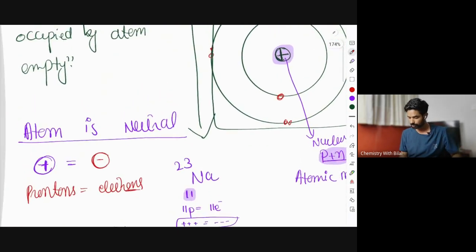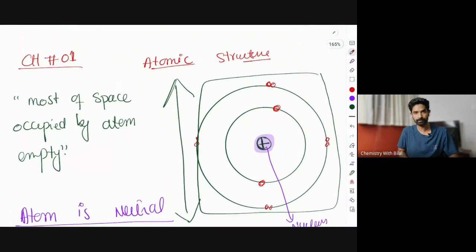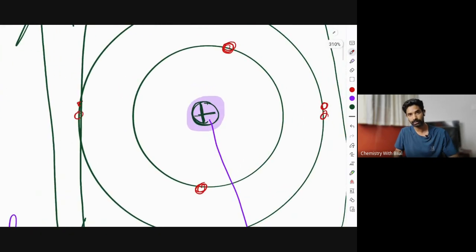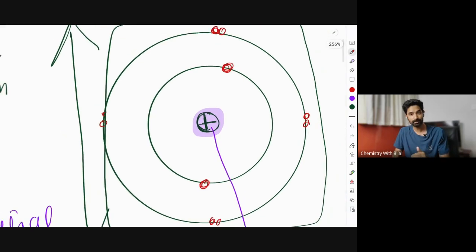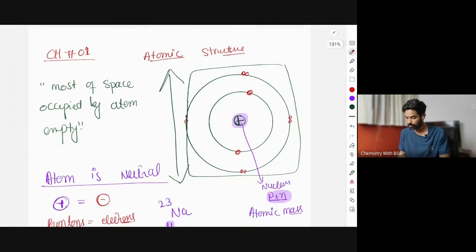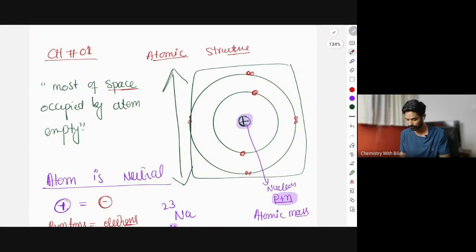So those who have just joined, we have just started with the first chapter and the first concept of atomic structure. In an atom, you all know from your basic classes that the central part is called nucleus, which holds the protons and the neutrons. The circular parts called shells, in which electrons revolve. So most of the space occupied by the atom is empty.